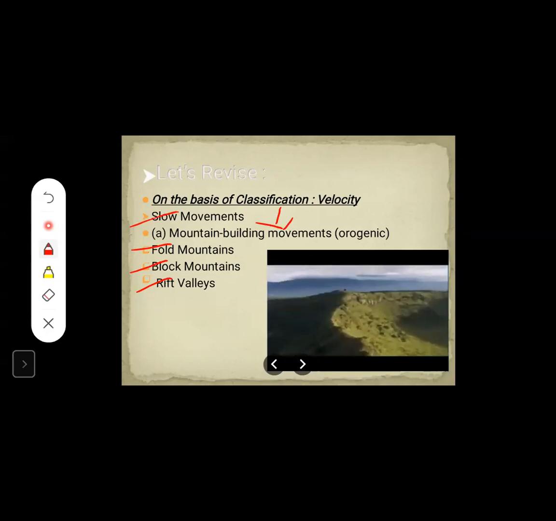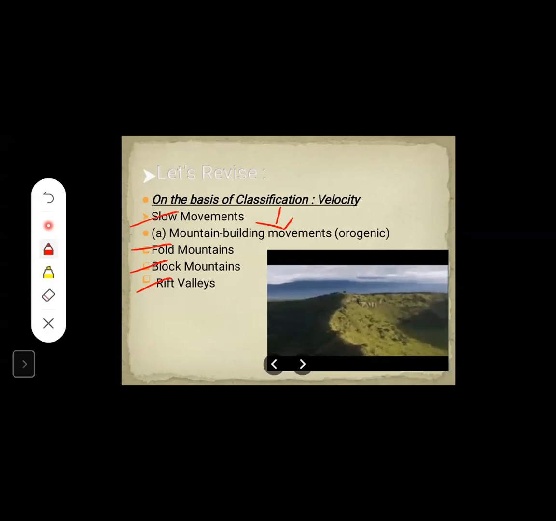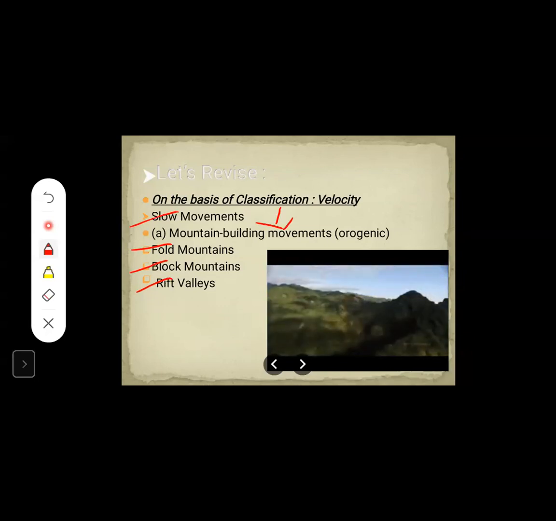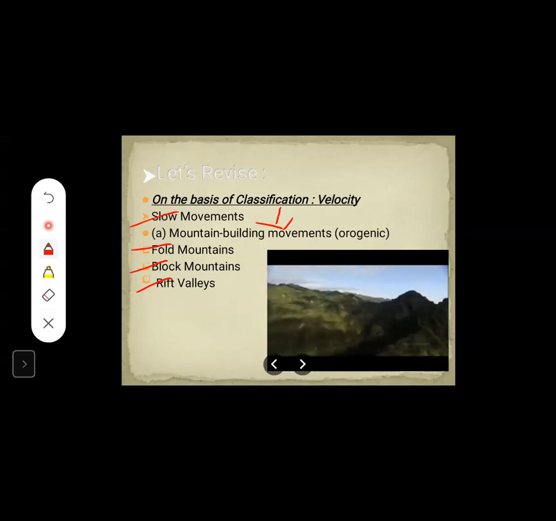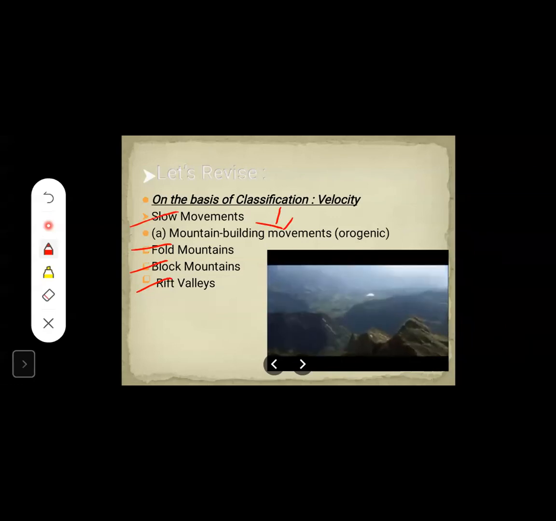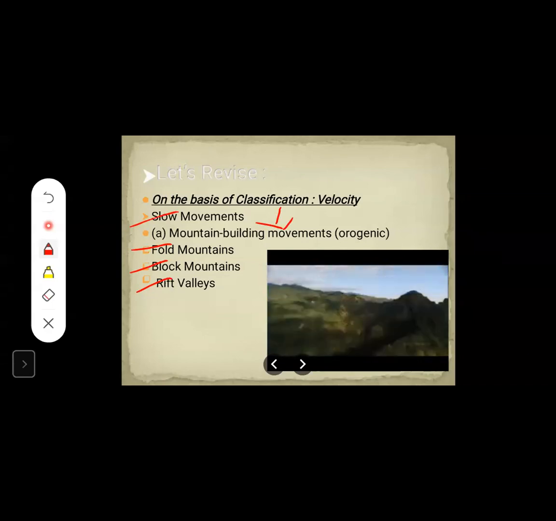The slow movements occur due to forces towards the earth center, towards the earth crust. In the slow movements, you can see new formations about the mountains and the continents. In the slow movements, which two new things can be seen? Mountains and continents. Yes, in the slow movements, new mountains and new continents can be seen.